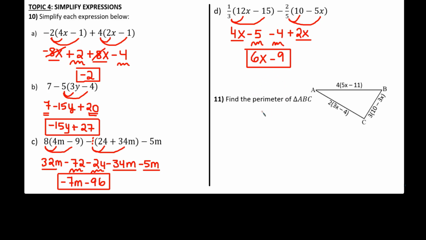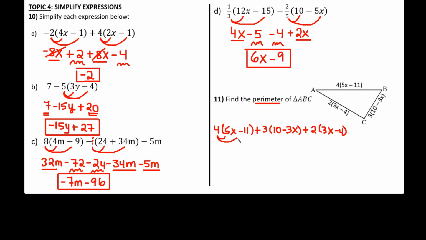All right, the next one is an application of simplifying expressions. So in this problem, it's asking us to find the perimeter. Well, perimeter is the sum of all the sides. So that means I'm going to take all the sides of the triangle and I'm going to add them together. So I'm going to copy the first side right there, 4 parentheses 5x minus 11. I'm going to add to the next side here, which would be 3 parentheses 10 minus 3x, plus the last side, which is 2 times 3x minus 4. And that would be the perimeter.